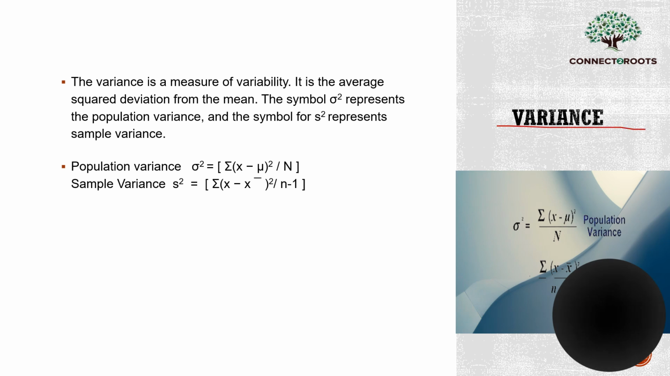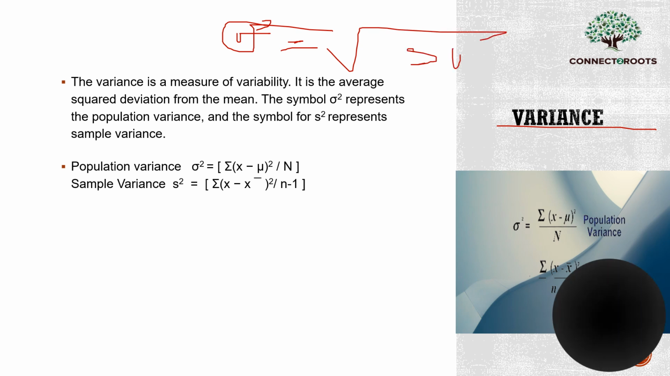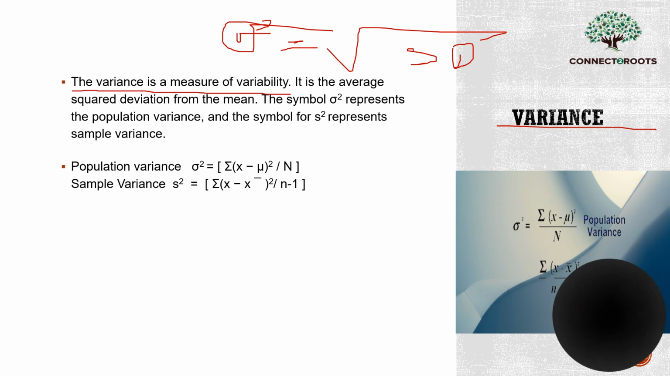Let's go to variance. Variance is nothing different from the standard deviation. You can say that variance is represented by sigma squared, and variance is the square of the standard deviation. If you want to see the relation between standard deviation and variance, variance is the square of the standard deviation. So what is variance? Variance is a measure of variability. What are the changes in your data set or in a particular variable? How many changes are there?